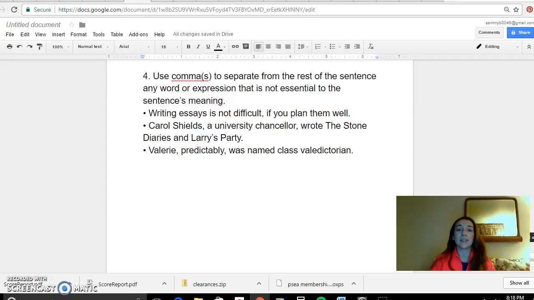Writing essays is not difficult, comma, if you plan them well. Carol Shields, a university counselor, wrote the Stone Diaries and Larry's Party. So, since we described our subject, we put that detail into a set of commas. Valerie, comma, predictably, comma, was named class valedictorian. So Valerie, predictably, was named class valedictorian.